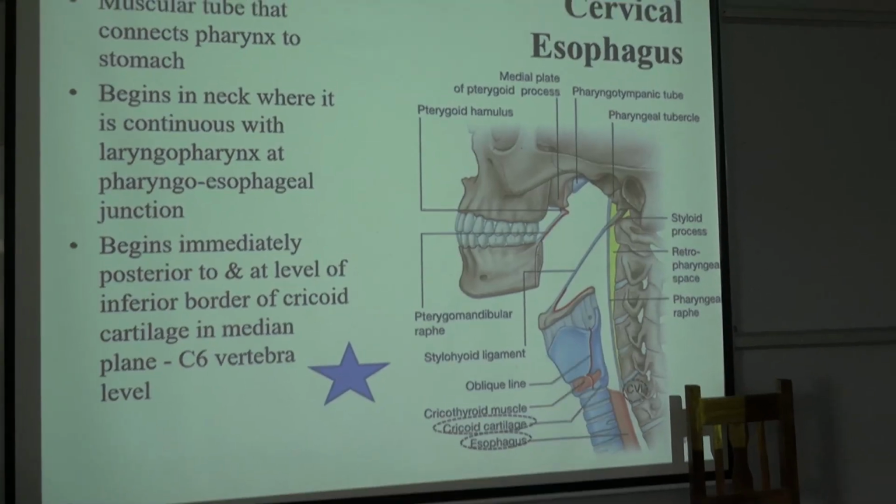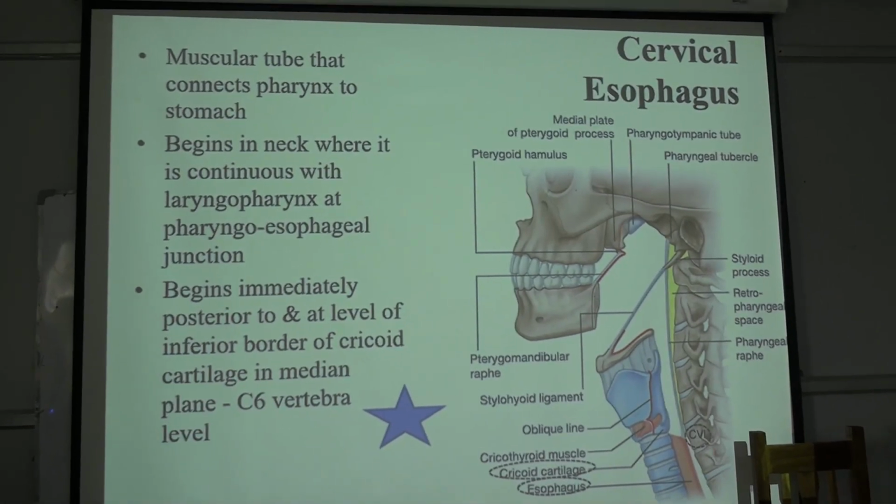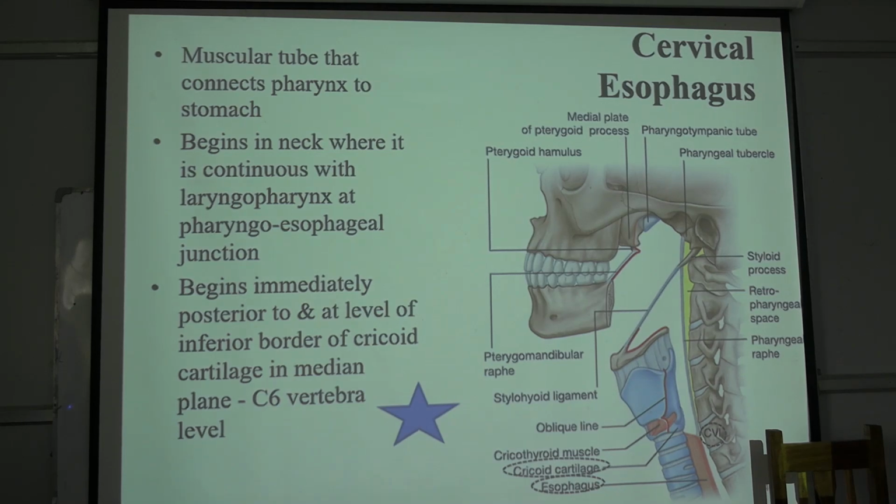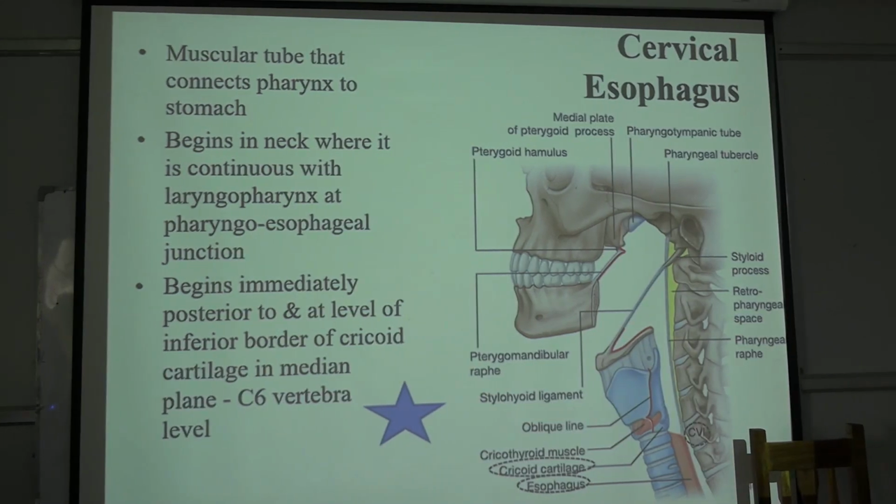We call them the cervical part of the esophagus. The esophagus can be divided into three parts: cervical part, thoracic part and abdominal part. So this is what we are focusing on here, the cervical part. That means it is limited to the neck region. Now, where does this cervical part of the esophagus begin?